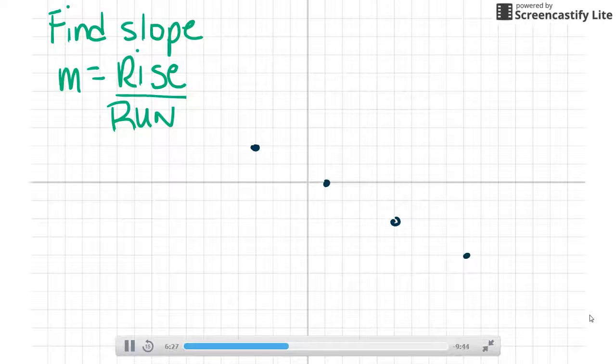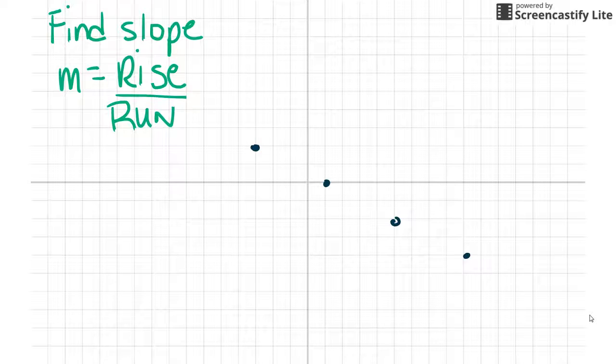So if they give you a graph, and you can tell, I guess I didn't draw the line here, but you can see the line is right there. You can pick any 2 points on that line and just count your rise over run. Okay, so let's do another one.